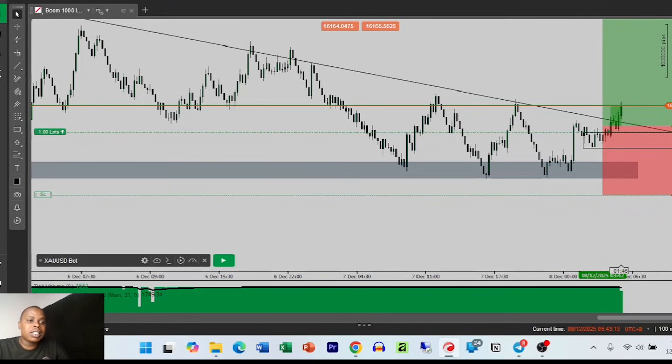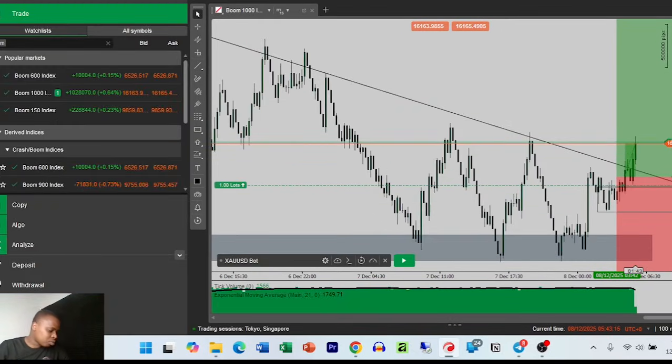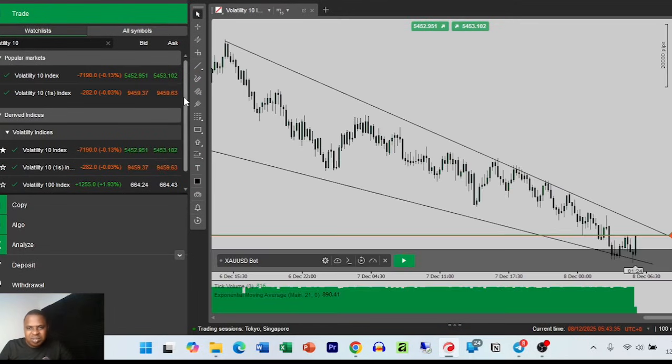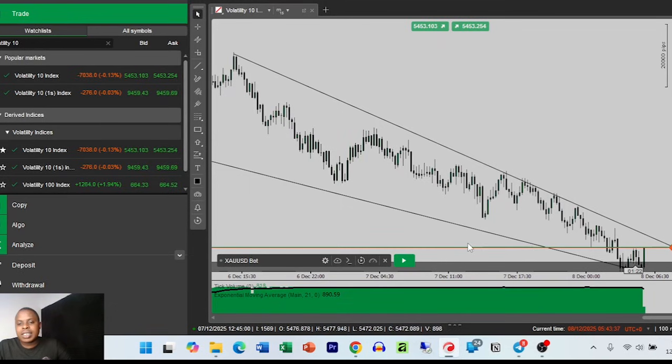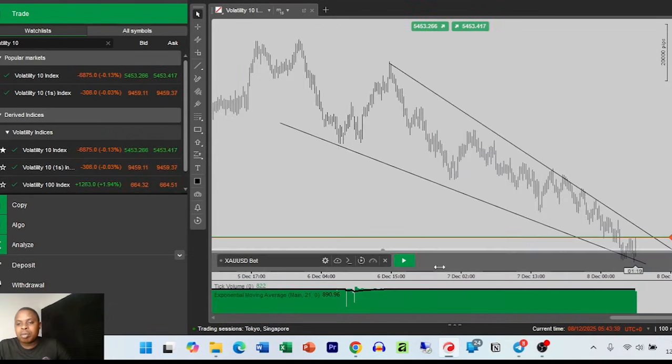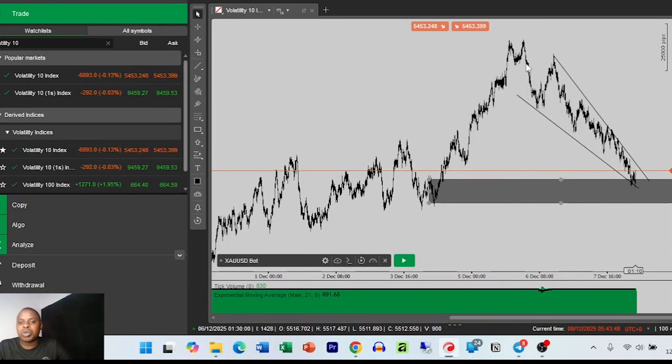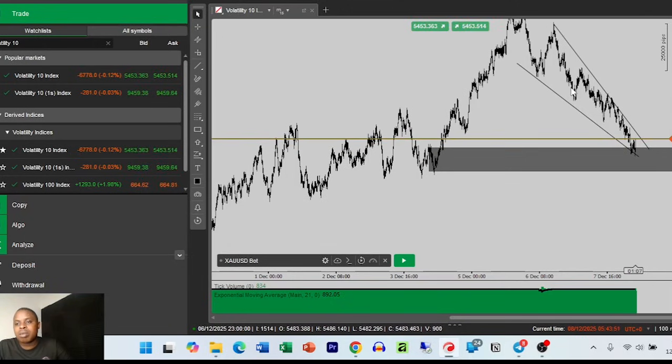And then on Volatility 10 index, we are going to open Volatility 10 index. On the Volatility 10 index, we have the same thing that is happening on Boom 1000. We have a strong zone right here, right? So this zone is a strong zone, because after this the market made a huge push to the upside with fewer reversals. Now the market is coming back. We have a long channel in there.